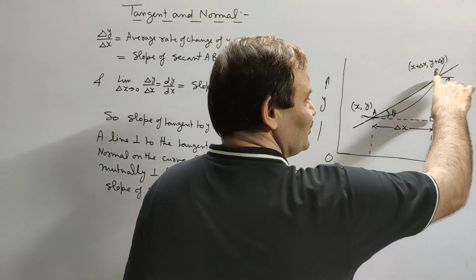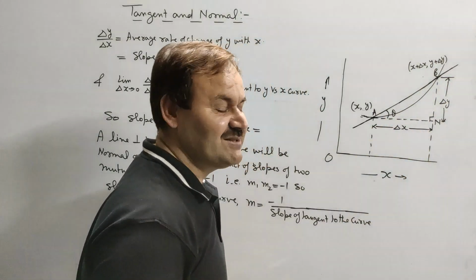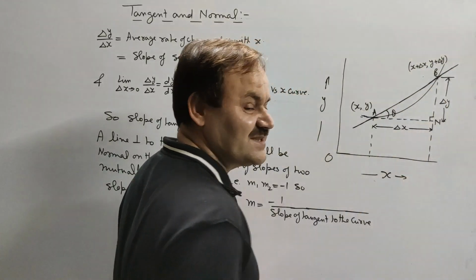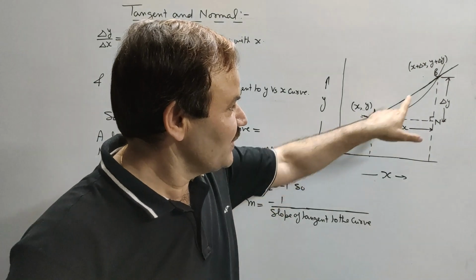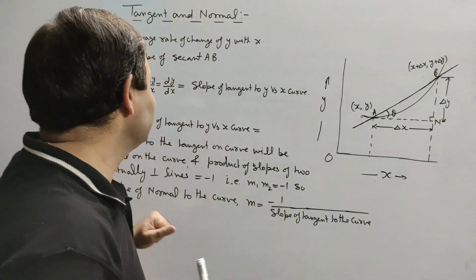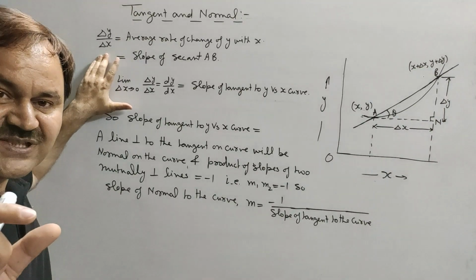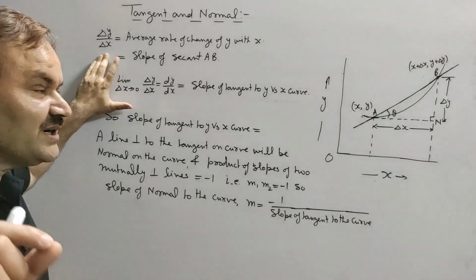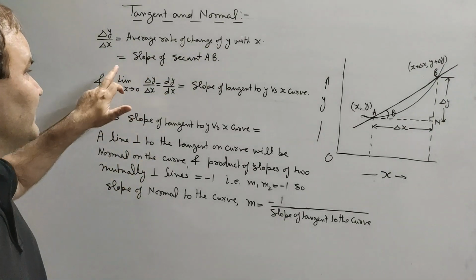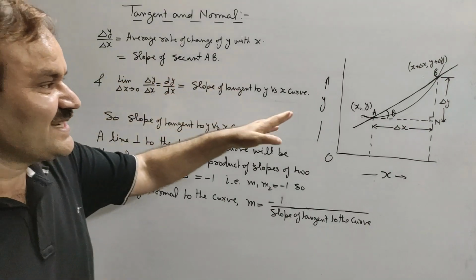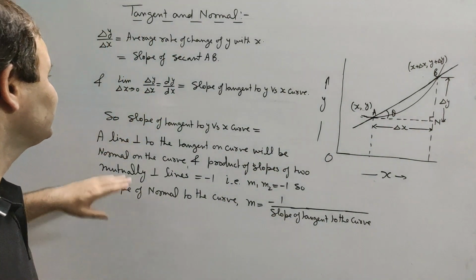And we know that perpendicular upon base, that is delta y by delta x, will give the slope of secant to the curve passing through points A and B. Thus, delta y by delta x, that is total change in y upon total change in x, which is also called average rate of change of y with x, will always represent the slope of secant to the curve passing through the points A and B.